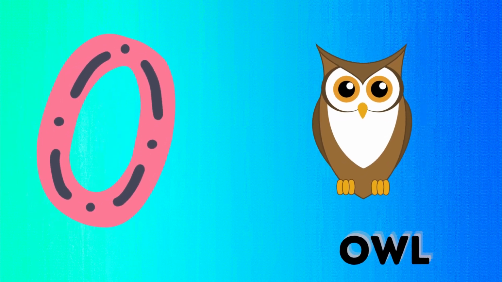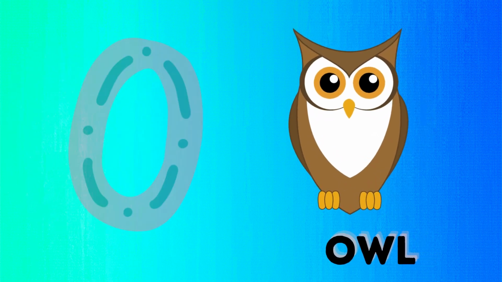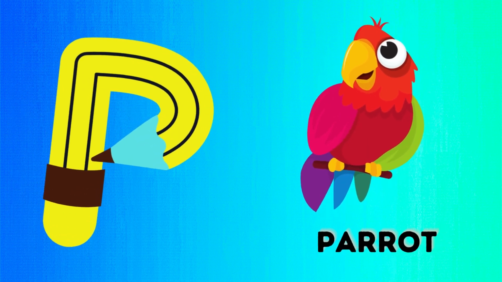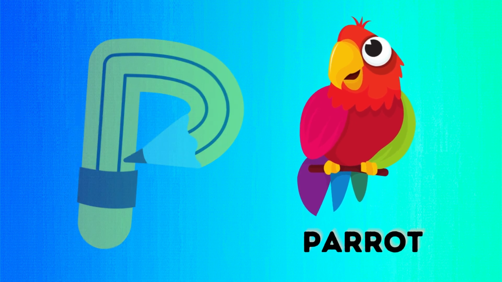O. O for owl. It is an owl. P. P for parrot. It is a parrot.